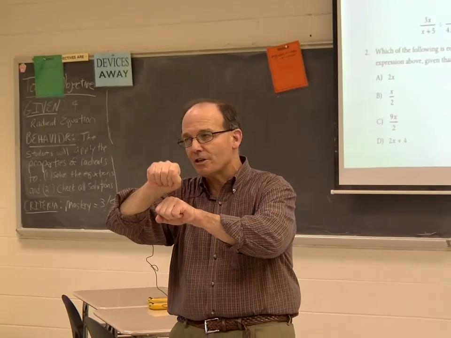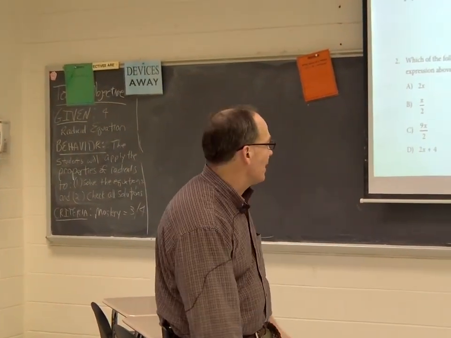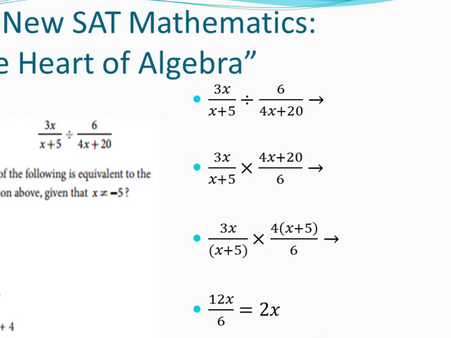You see, that's how they're just covering themselves and helping you. Okay, so they go away, and then what happens in my last step? I cancel those, and we can see that we have 12x over 6, right? 4 times 3x is 12x, and 6 on the bottom, and that gives me 2x. So there's my answer choice A, right?